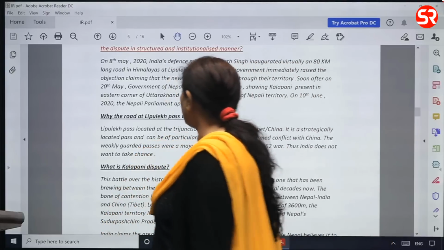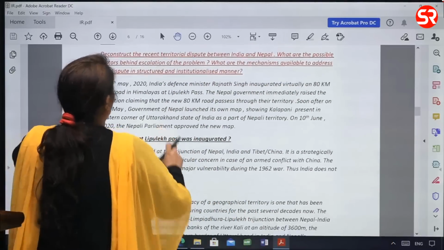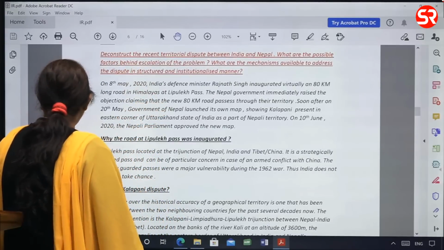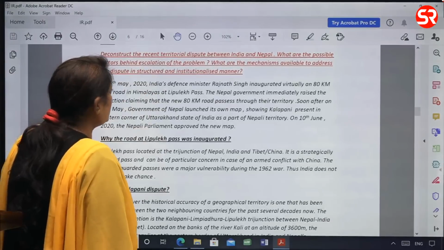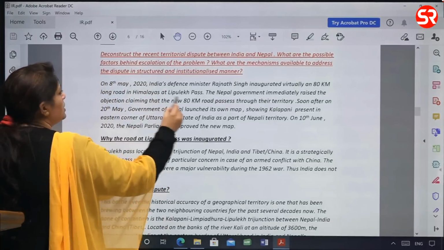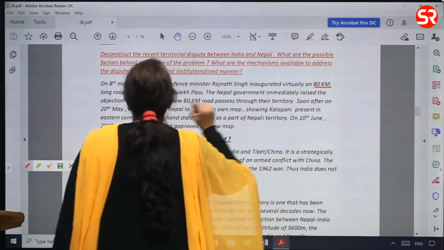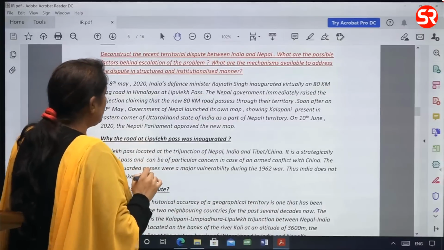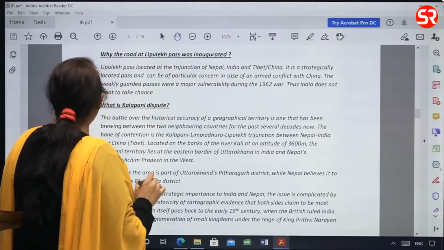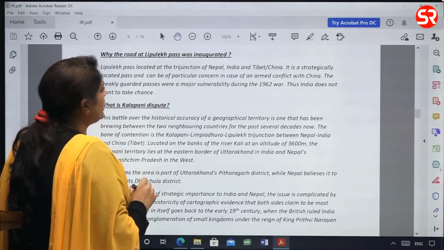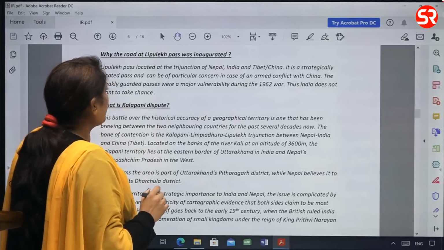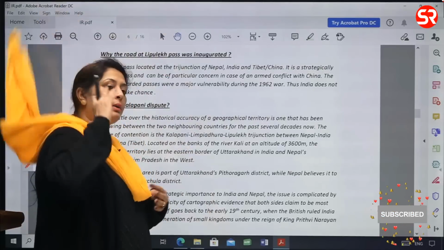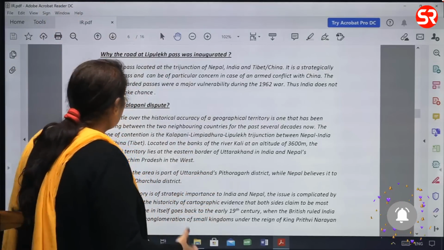So I hope this information explains why the recent dispute started. The recent dispute started with the inauguration of an 80-kilometer-long road in the Himalaya at Lipu Lake Pass. Why was the Lipu Lake Pass road inaugurated? According to the Government of India, this will make the road for the pilgrims faster and easier.